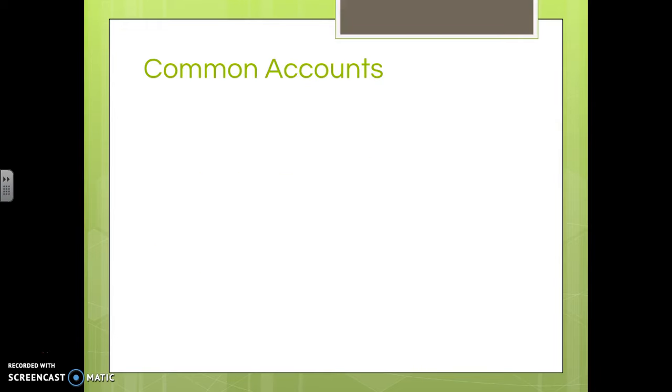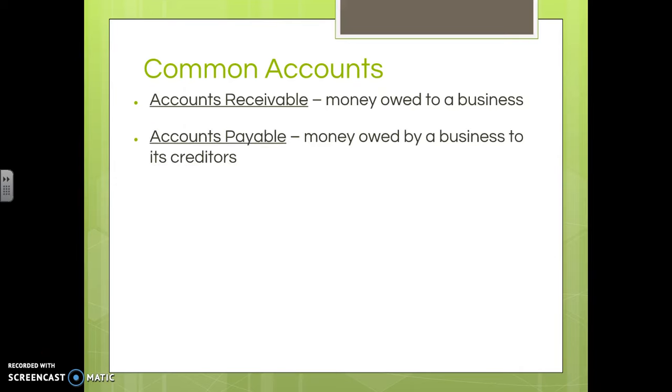So some common accounts that you might see in most businesses when it comes to accounting. Accounts receivable, that's any money owed to us as a business. Those are our customers. Accounts payable, that is money that we owe to creditors. Those sometimes are called our vendors.